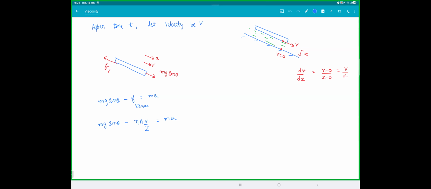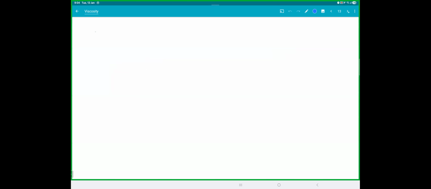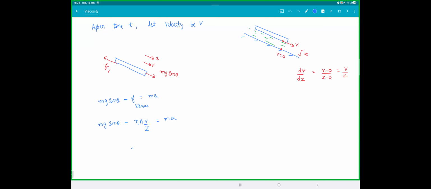Let's see. I'll do it in the next page. Mg sine theta minus eta A v by z is equal to mass into acceleration, m dv by dt. So dv by dt will be g sine theta... I'll just show you something here. You actually got something directly here. So a is equal to minus eta A by mz into velocity plus g sine theta.